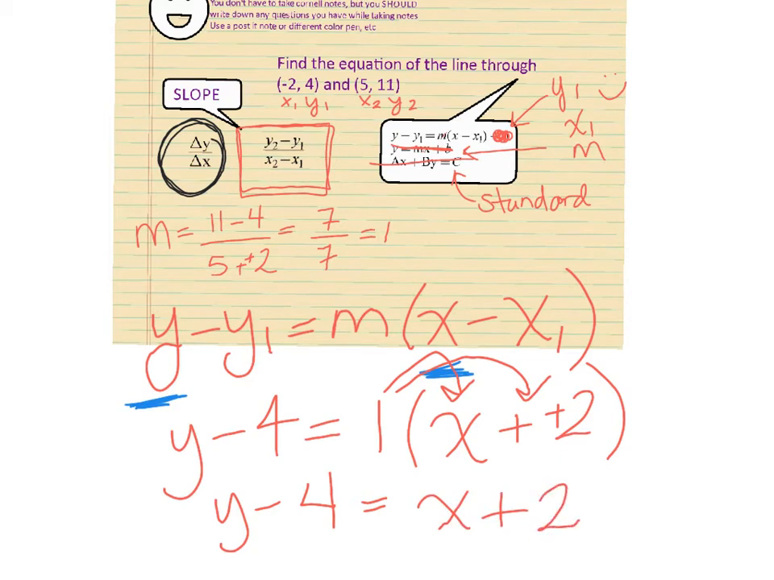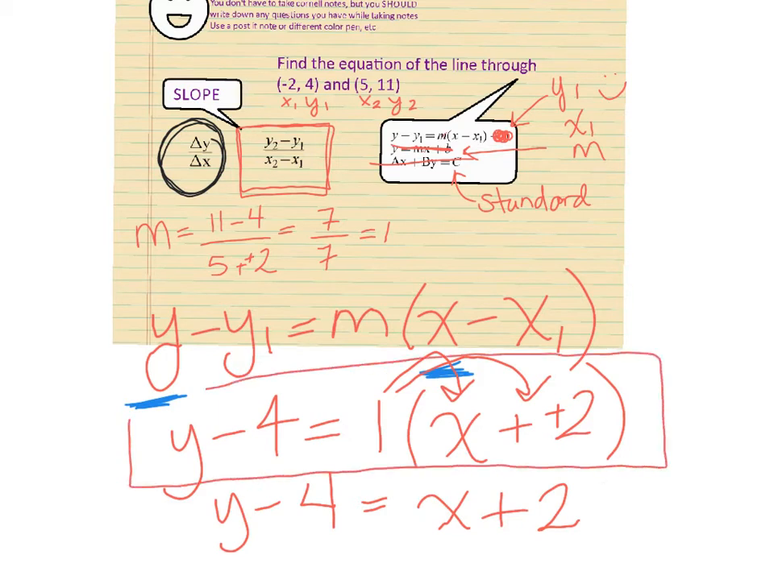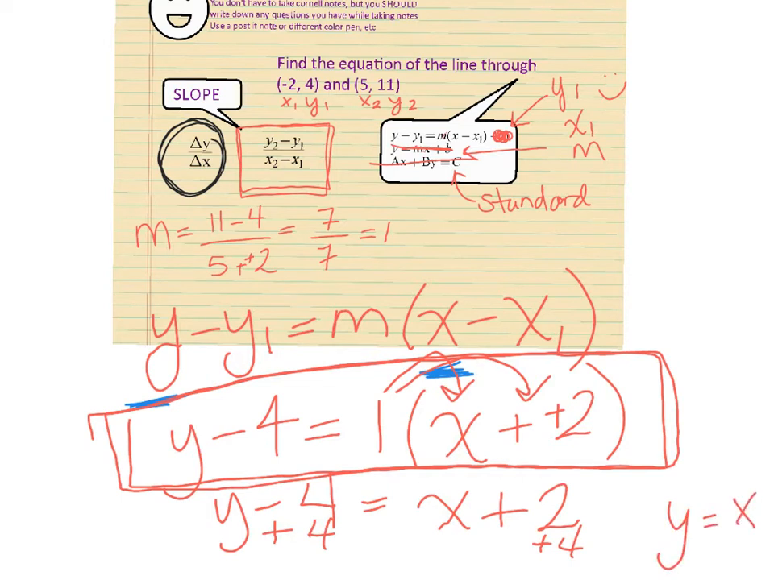And guys, it's okay to not continue on. This is a perfectly acceptable answer. You guys don't seem to like it in this form. So if I add 4 to both sides, I get y equals x, running out of room, plus 6. Okay, if you used the other point, you would get the same answer. Try it if you don't believe me.